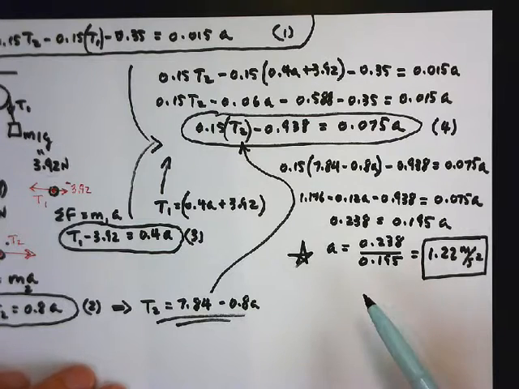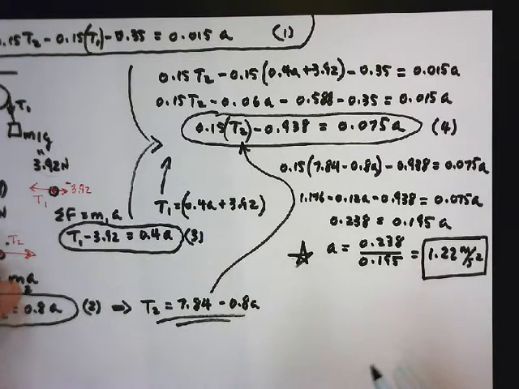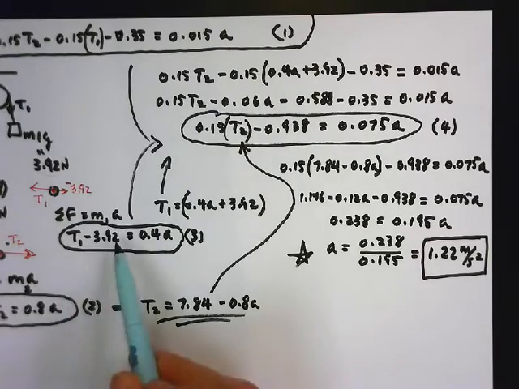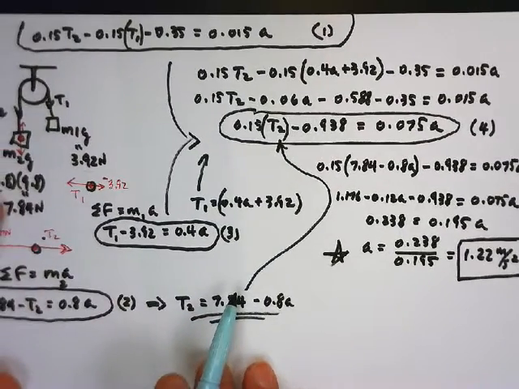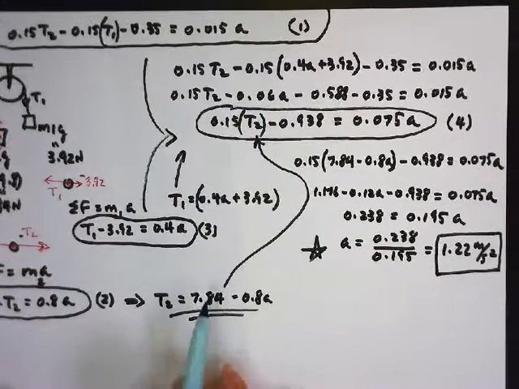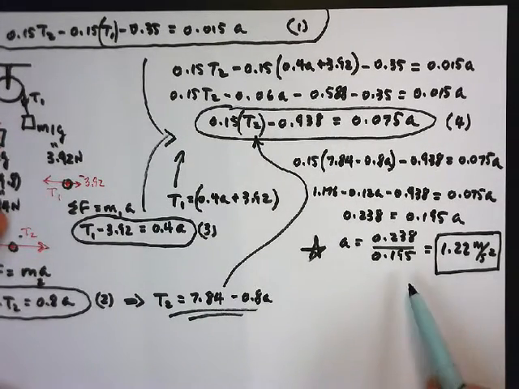Okay, so we had to use 3 equations to solve for those 3 unknowns. So that meant that we had to deal with the sum of the torques equals I alpha, and the sum of the forces equals ma. Those were our 3 equations.